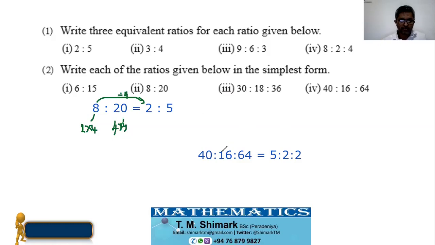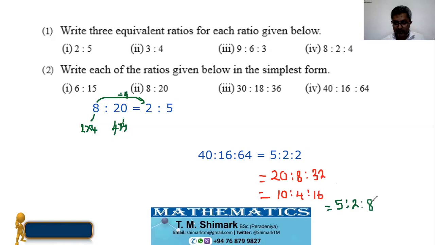2 is common, so divide this by 2, 20. Divide this by 2, 8. Divide this by 2, 32. Still I can think, yes, in this also 2 I can divide. This also 2, I can divide this also by 2. Still I can see a 2 there inside. Can you divide after this? No. Right. 5 is to 2 is to 8 is the correct answer.